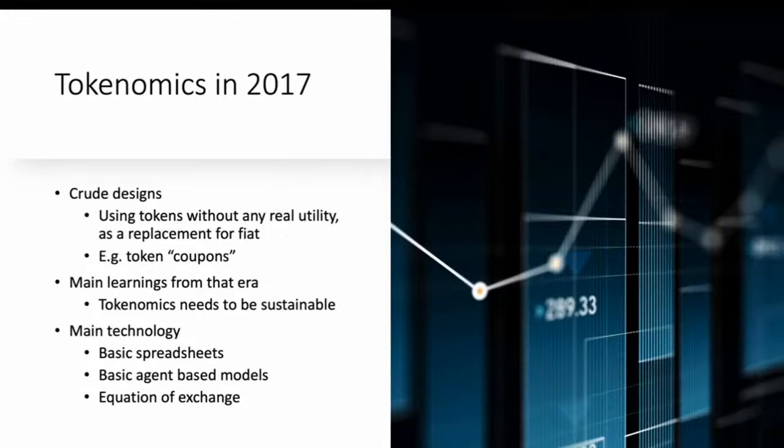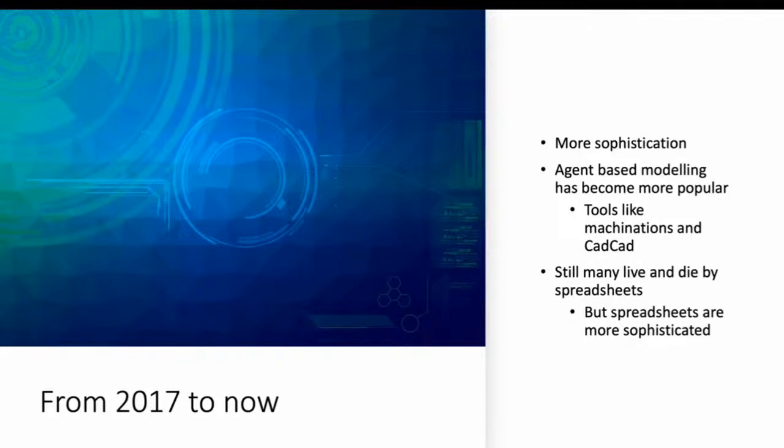You need to understand inflows, outflows. The main technology back then was pretty basic. It was mostly just spreadsheets. But then I was one of the first ones to propose the use of agent-based models. The equation of exchange has also been a mechanism for valuations that was initially proposed by Vitalik Buterin, which is imperfect, but it can still be quite useful. It has been around for a while. But these are some of the main tools that we have.